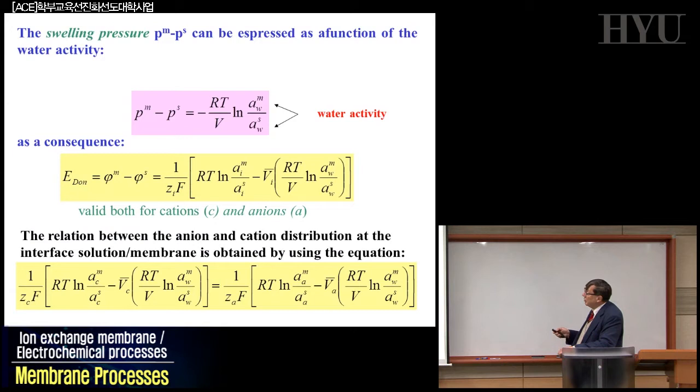And swelling pressure normally is expressed as a function of the water activity, and so you can rewrite introducing the water activity, and that has to be valid in the system for the species which are positive and the species which are negative. For the species we call cations, and for the species we call anions. So we have to respect electroneutrality.